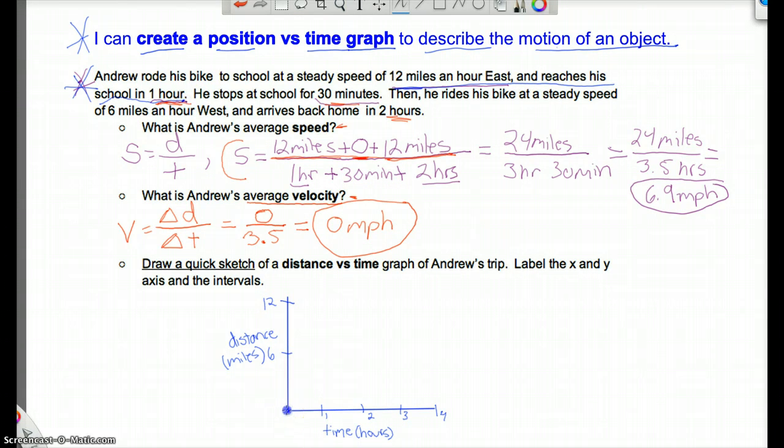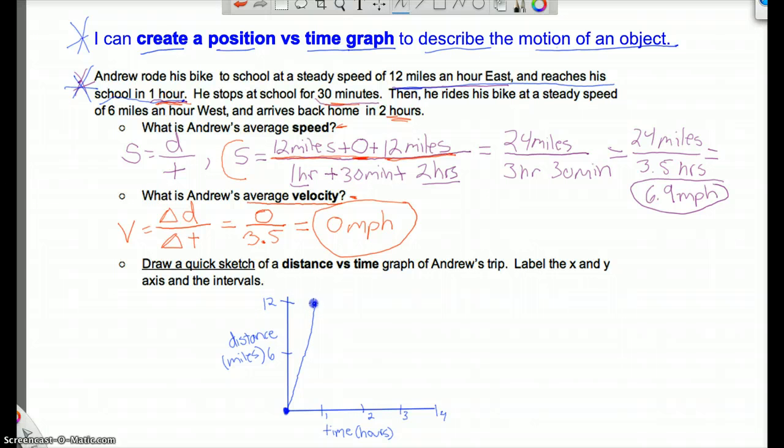So I'm going to start here. This is going to represent his, we'll say home, if he starts at home. And he's going to go 12 miles in that 1 hour. So I'm going to make a point right at 1 hour where he reached 12 miles. Then I connect the dots. So this shows he went 12 miles in 1 hour.